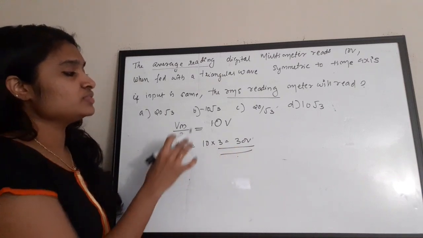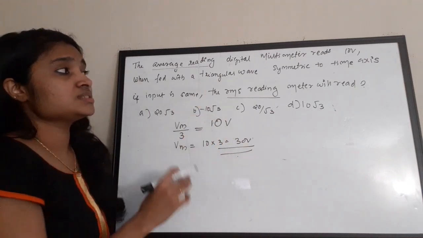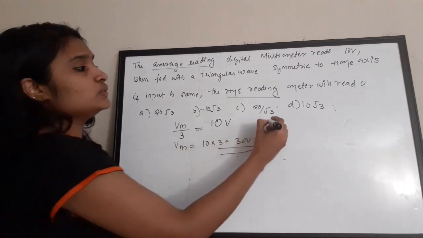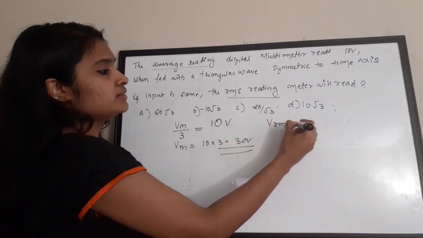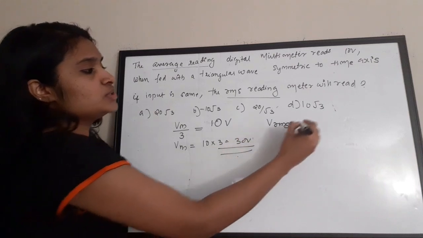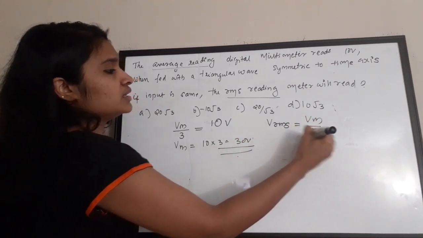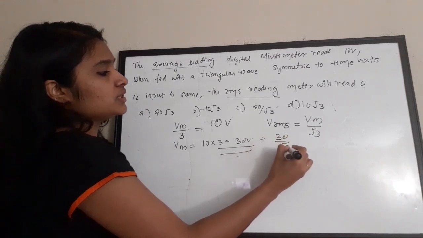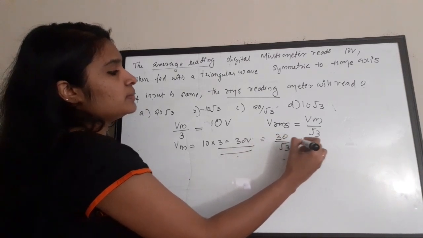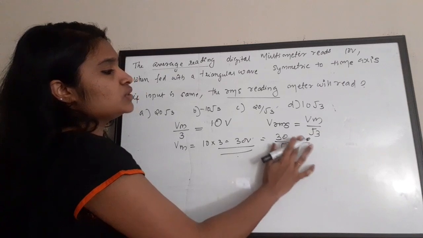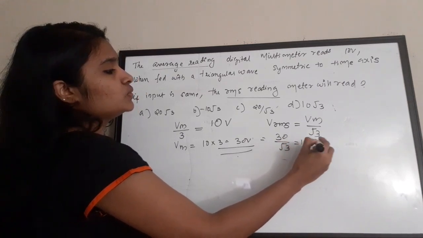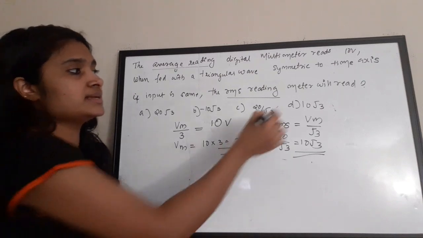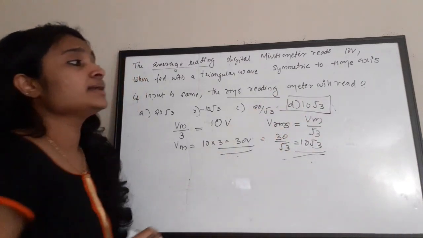Now if this same wave is fed to an RMS reading meter, then we need to find Vrms. Vrms is equal to Vm by root 3. Vm we have obtained as 30, so 30 by root 3, or 3 into 10 by root 3, which is 10 root 3. 10 root 3 is the reading of the RMS reading meter. Correct answer is option D here.